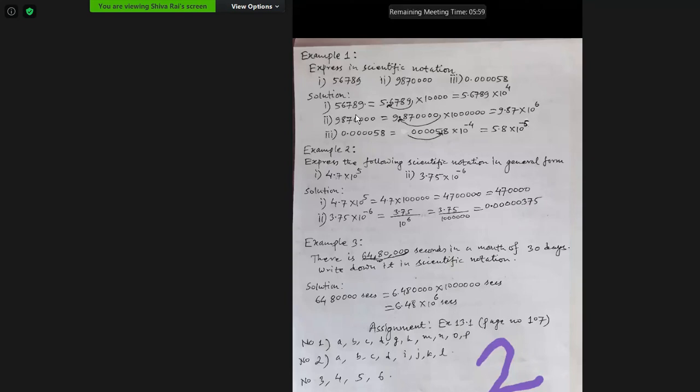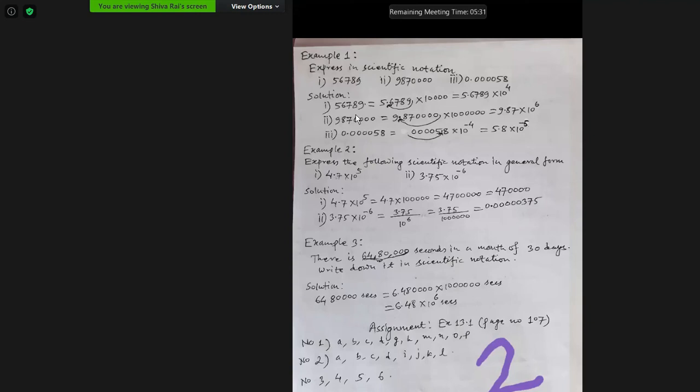So if you are shifting decimal from left to right, its power should be negative. Remember, if you are shifting decimal from right to left, its power is positive. But here we are shifting 5 places right, so 0.000058, 5.8 into 10 to the power minus 5, not 4. There is a little bit of mistake. 10 to the power minus 5.